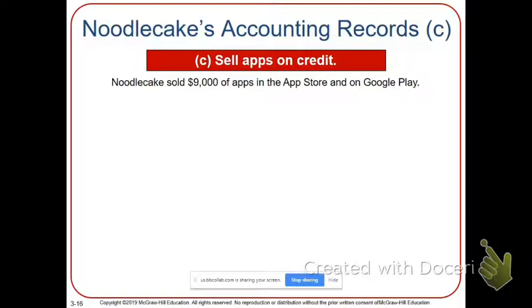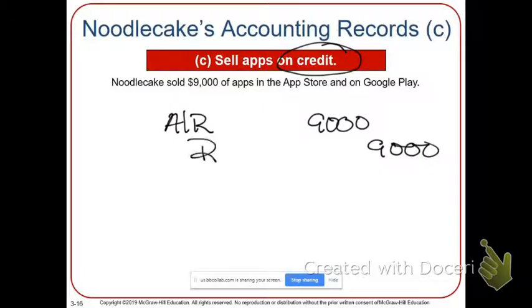Next one. Noodle Cake sold $9,000 of apps on Google Play. This time it says they sold $9,000 of apps on credit. So how is this one going to be different? Accounts receivable. There we go. Accounts receivable and sales revenue. Yep. Accounts receivable and sales revenue. You just have to make sure you pay attention to whether it's on credit or for cash.